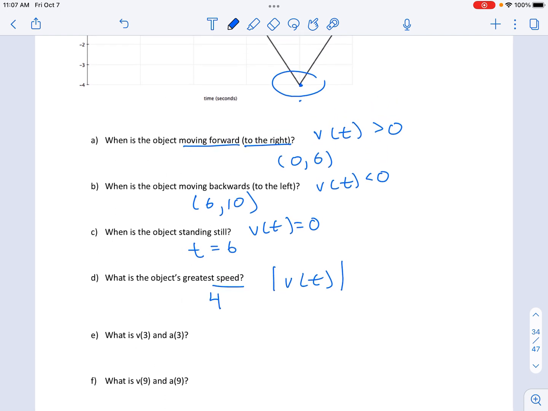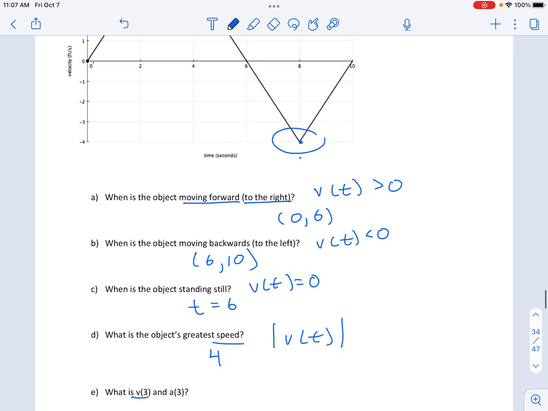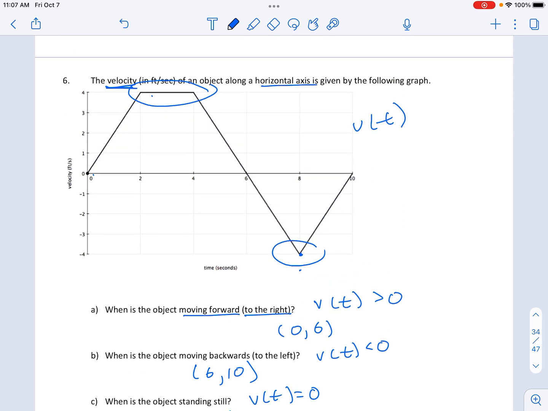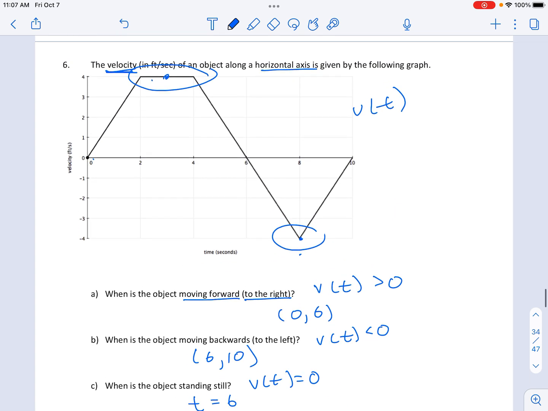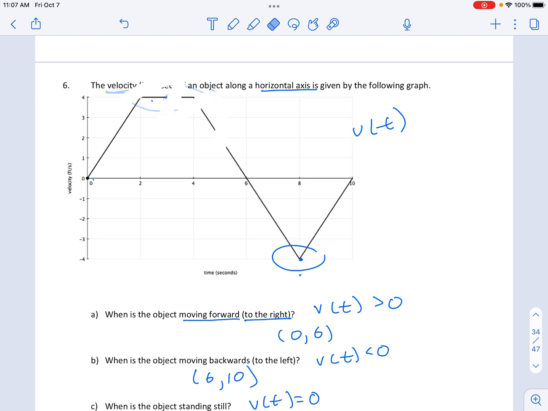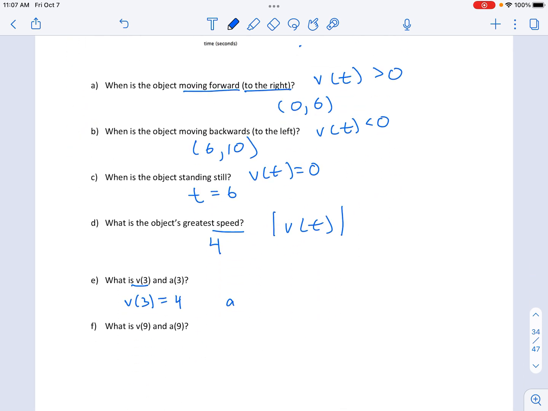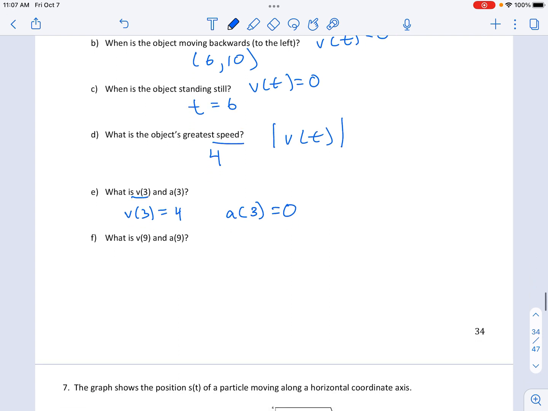Okay, what is v of 3? Okay, v of 3 is just the y value of this graph at 3. Notice it's just 4. What is a of 3? The acceleration is the derivative of the velocity graph. So at 3, notice I have a horizontal line. So the acceleration of this particle is 0.